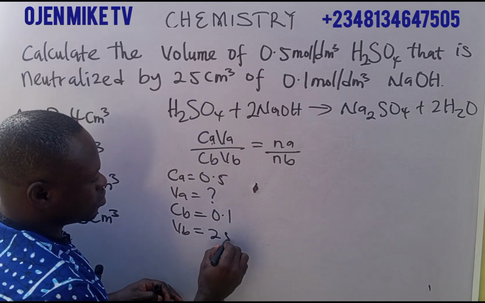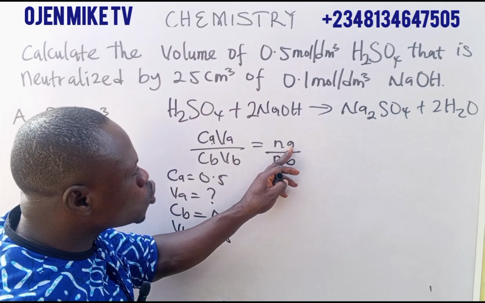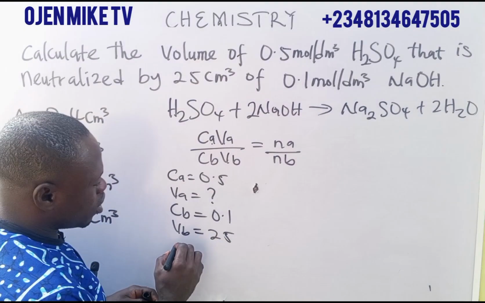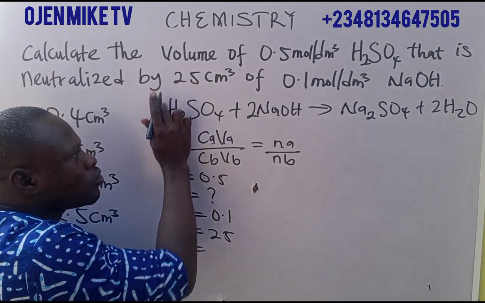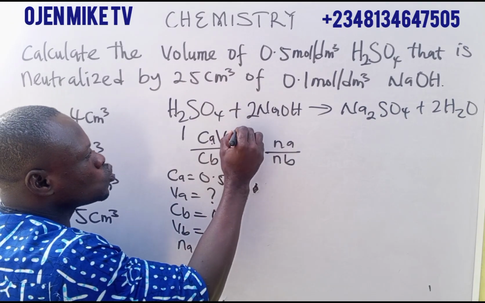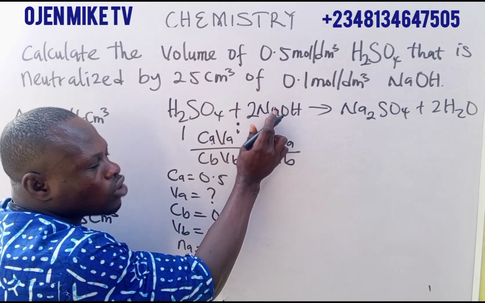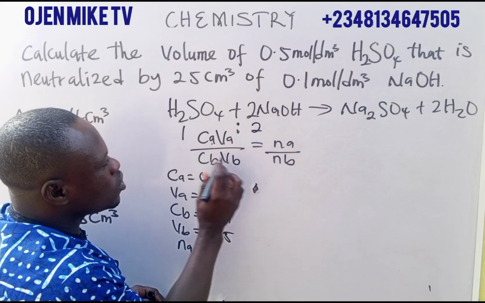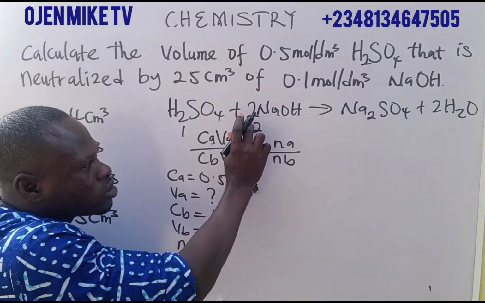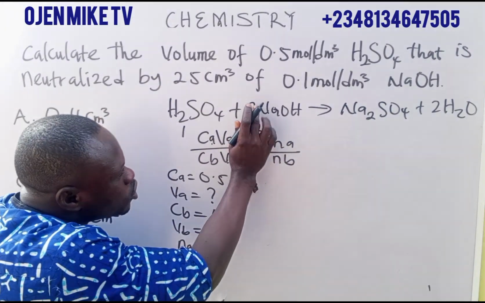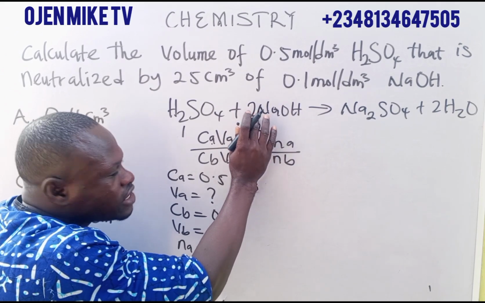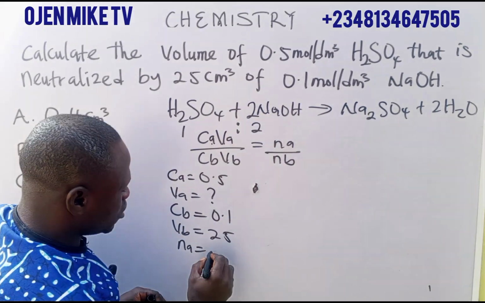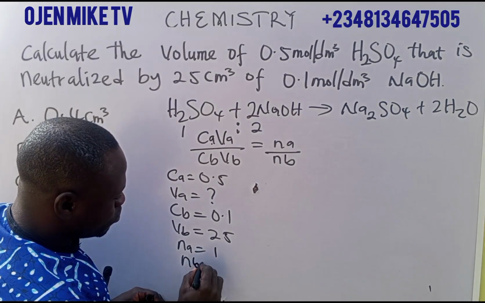25. You get that? Your mole ratio of acid, Na, is, look, this is the acid, nothing is in front of it, so 1. Then in front of the sodium hydroxide is 2. So your mole ratio is 1 is to 2. Your mole ratio is the coefficient in front of the substance that you are finding. So here Na is 1 and Nb is 2.